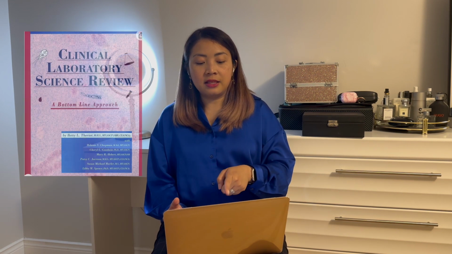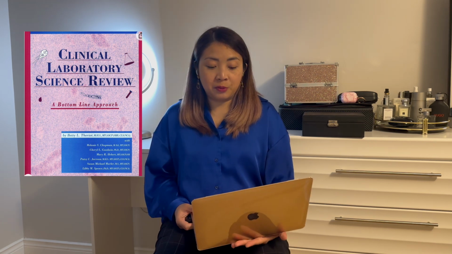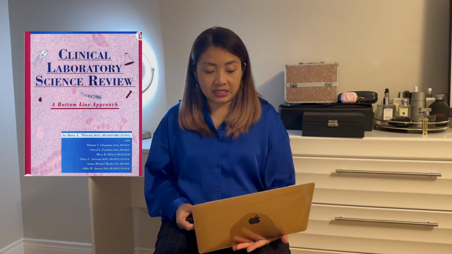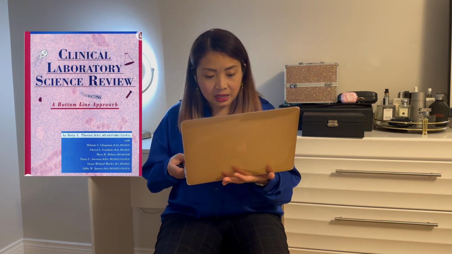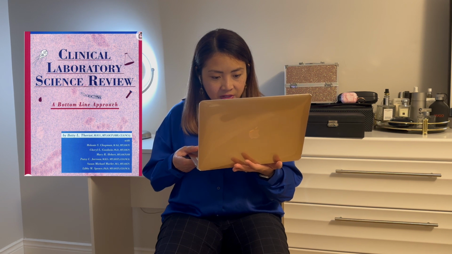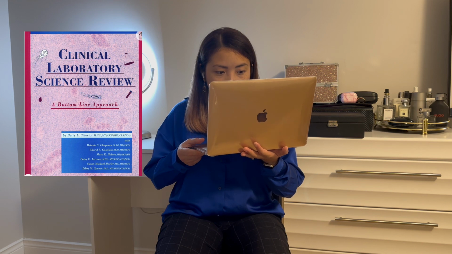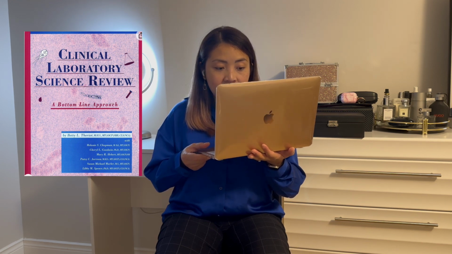Maybe this could be helpful to you if you're going to study. The book is Clinical Laboratory Science Review: A Bottom Line Approach. I'm surprised that you can find this book on Amazon. This is a very old book, but I think it doesn't say here if it's the latest edition or not, but this is the author. The author is Betty Ferry. This is my go-to reviewer, and I'm happy that I found this book on Amazon, and you can buy it if you want.